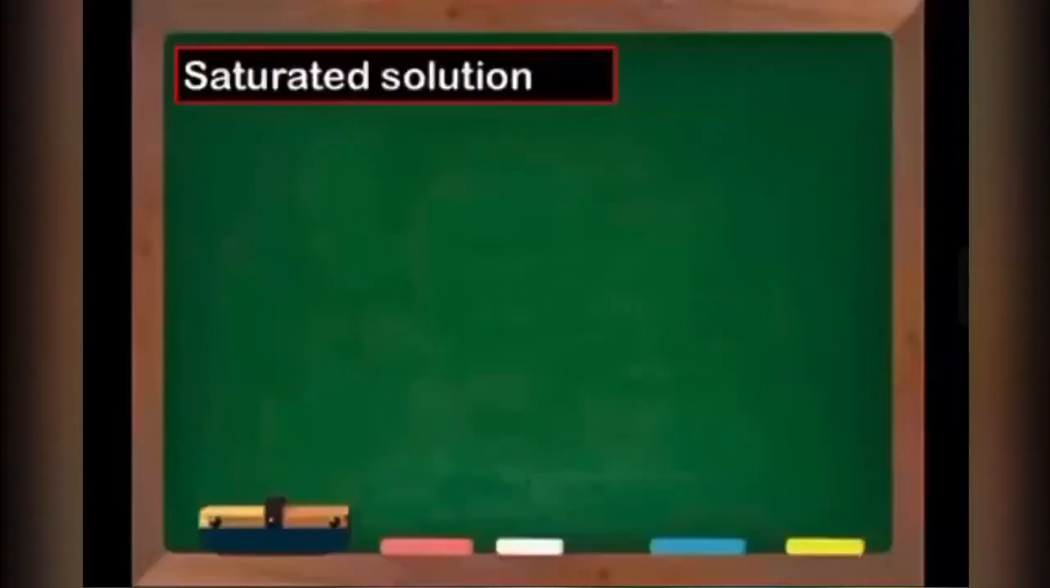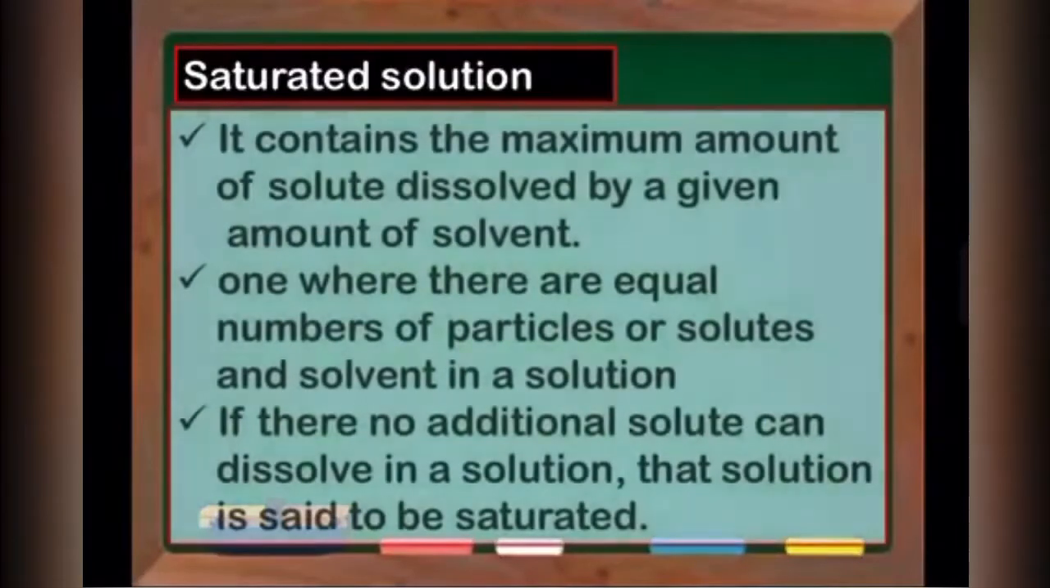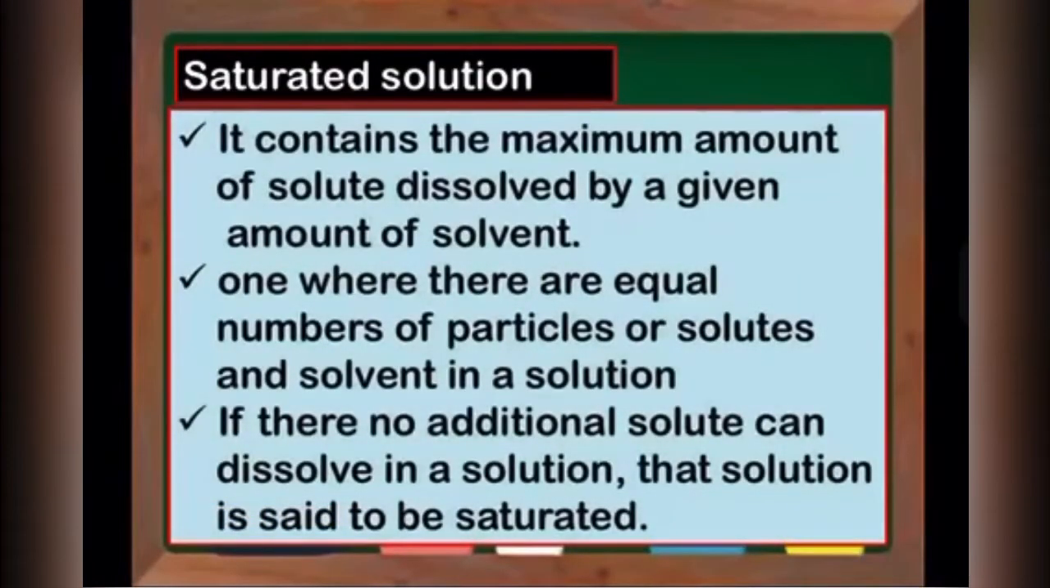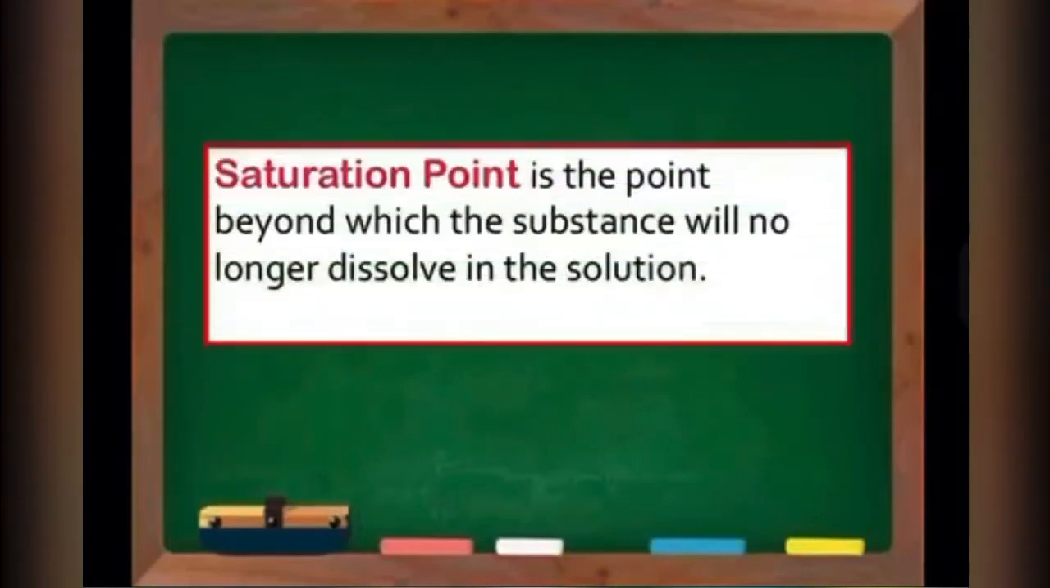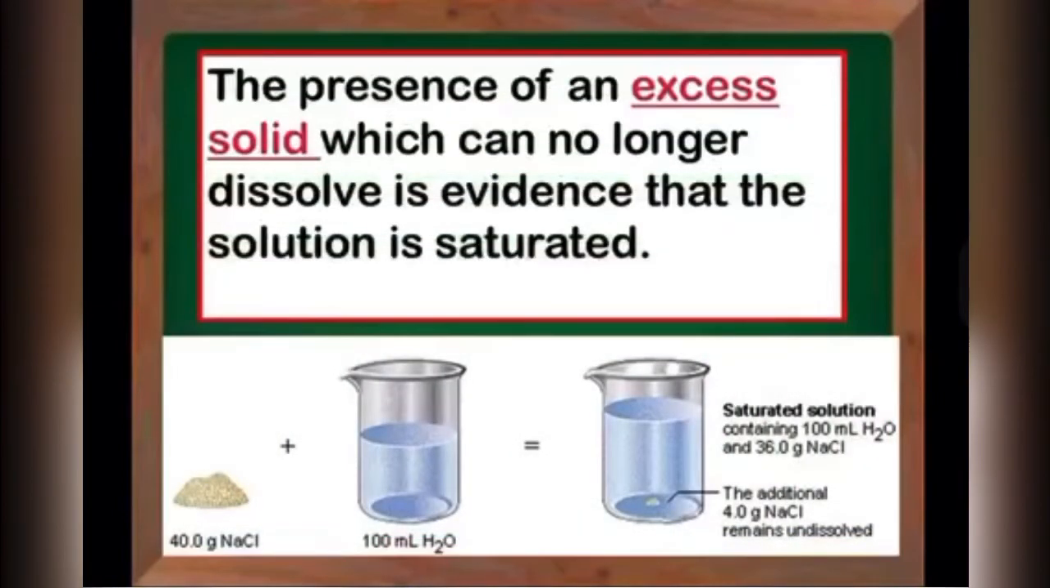A saturated solution is a type of solution that contains the maximum amount of solute dissolved by a given amount of solvent. If you add more solute to the solvent, it will no longer dissolve because the solution has reached its saturation point. Saturation point is a point beyond which the substance will no longer dissolve in the solution. And the presence of an excess solid which can no longer dissolve is the evidence that the solution is a saturated solution.